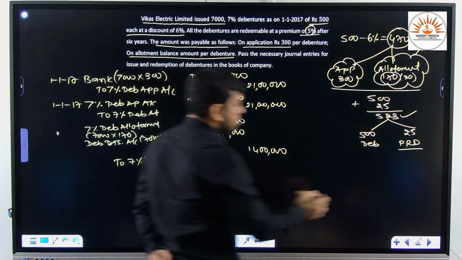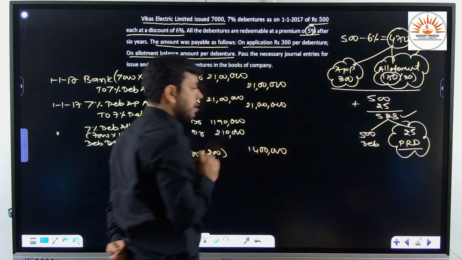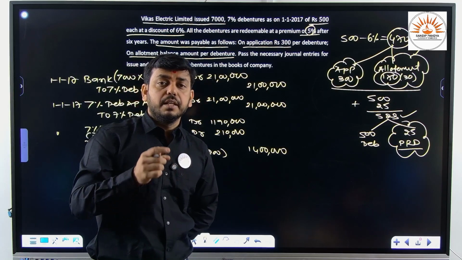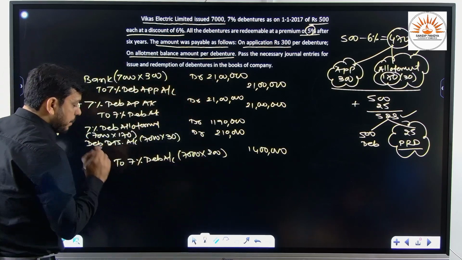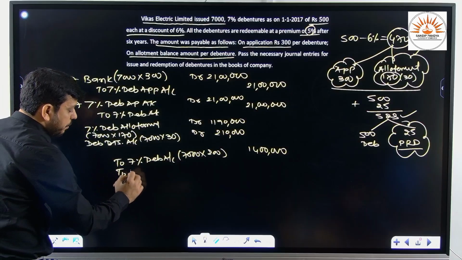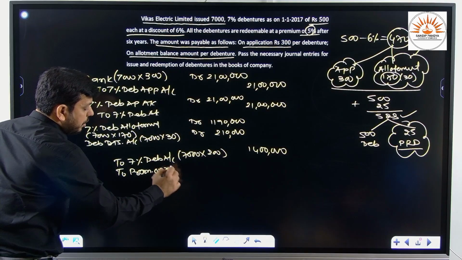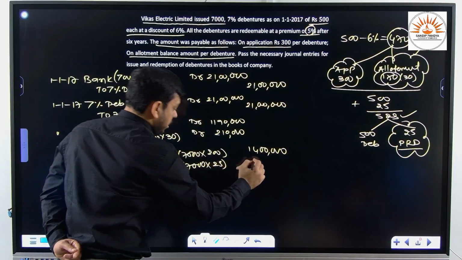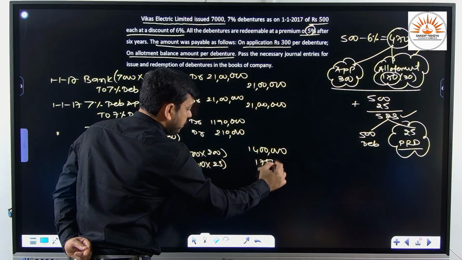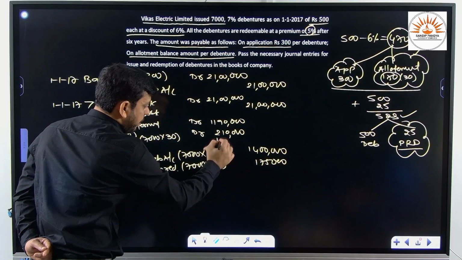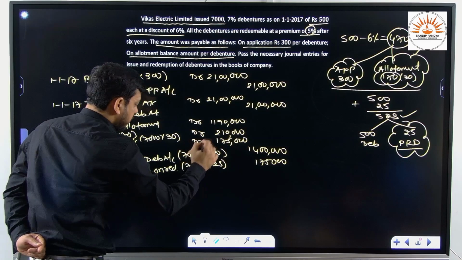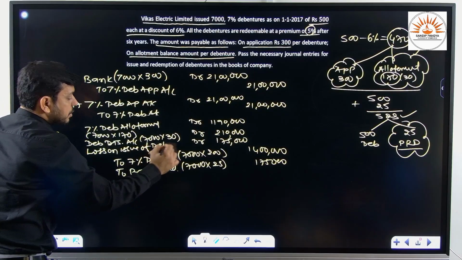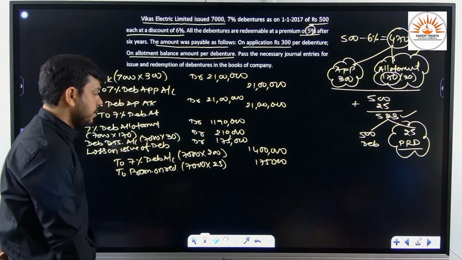But sir, what about the additional amount we need to pay at the time of redemption, that is 25? As I told you earlier, we know this at the time of issue, that this is a loss for us, hence we shall debit and credit it with separate accounts. So it will be credited to premium on redemption of debenture, that is 7,000 into 25, that is 1,75,000, and the same amount will be debited to loss on issue of debenture, rupees 1,75,000.